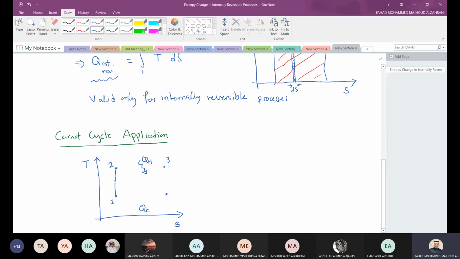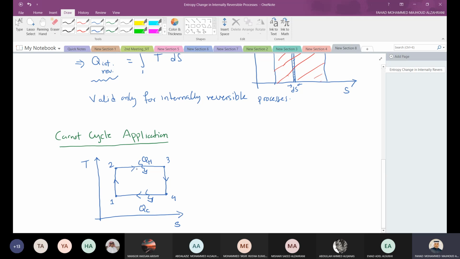So 1 to 2 is a reversible process, the adiabatic process 1 to 2, then isothermal 2 to 3, another adiabatic 3 to 4, and then 4 to 1 is another isothermal heat rejection or heat loss. If you look at this diagram, this TS diagram is for a Carnot cycle.